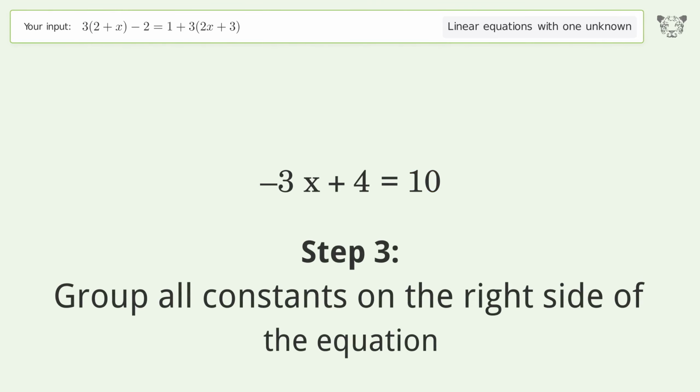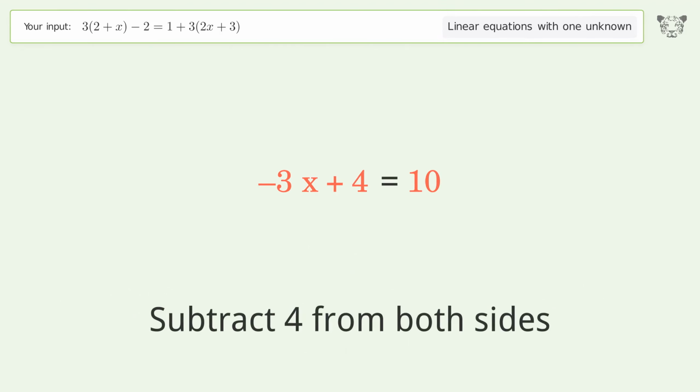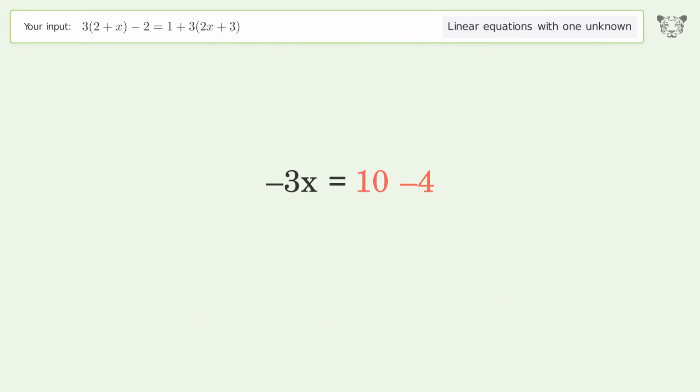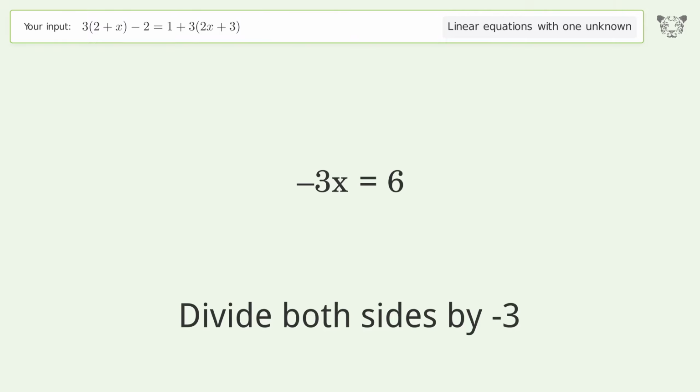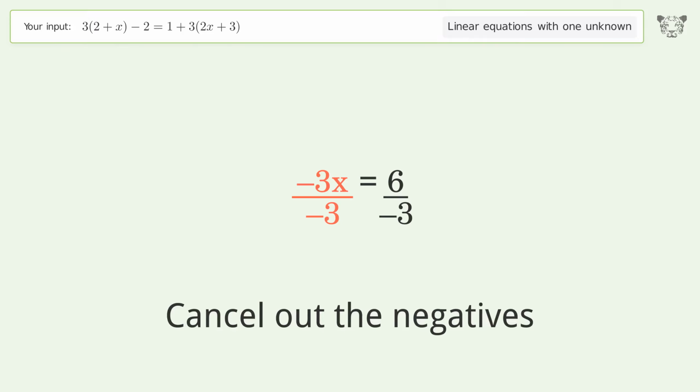Group all constants on the right side of the equation. Subtract 4 from both sides. Simplify the arithmetic. Isolate the x. Divide both sides by -3. Cancel out the negatives.